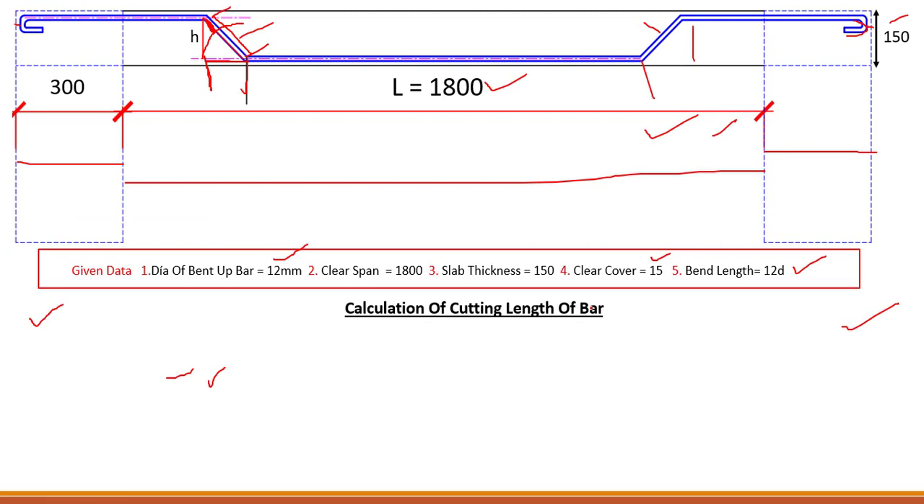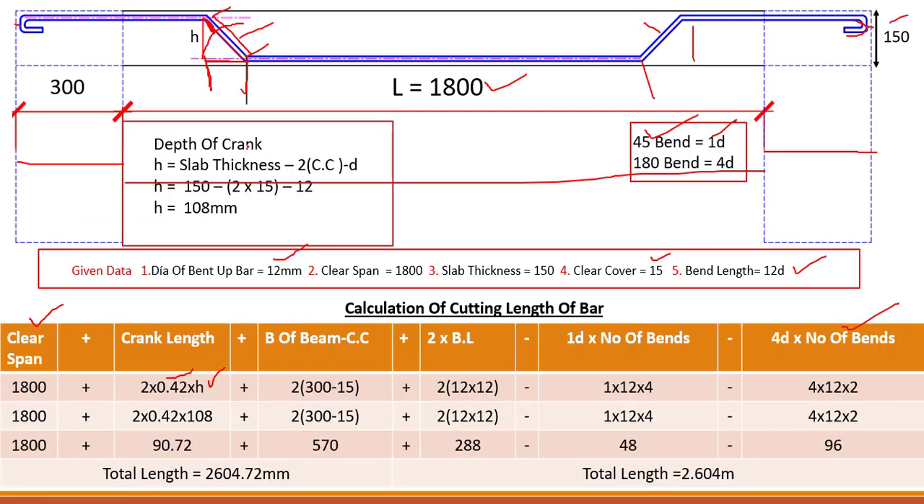So let's move again over here. H will be equal to slab thickness minus 2 into concrete cover, as we have seen earlier, minus dia of bar. Dia of bar means we have half dia at top and half dia at bottom, which makes full dia. So 150 minus 2 into 15, that means 30, minus 12, since 6 plus 6 will make 12. And the H is 108 mm.